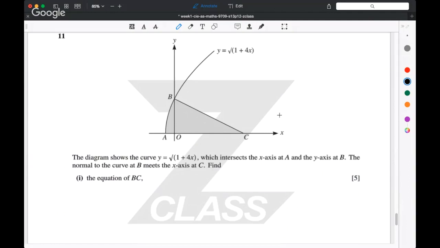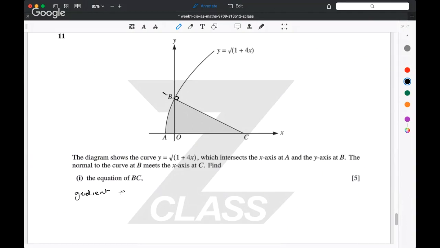Well, we're given a curve and a line, and we're told that they meet here at B, and that at that point they are perpendicular. So we know that at that point, their gradients are the same. Well, how do we find the gradient of a curve?